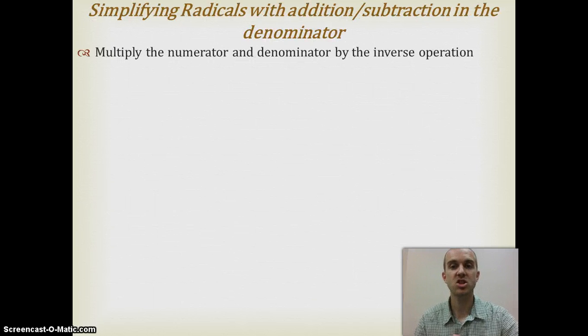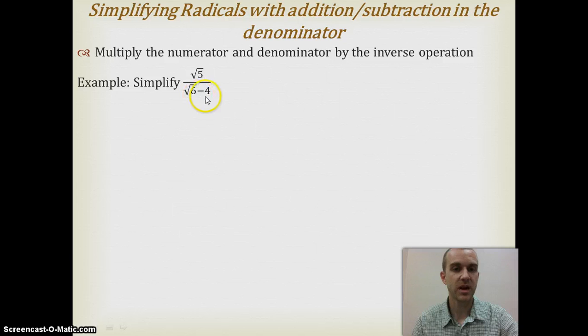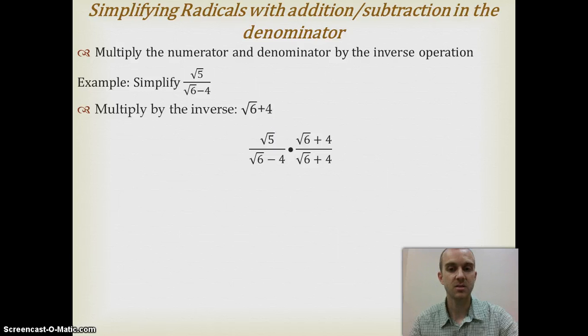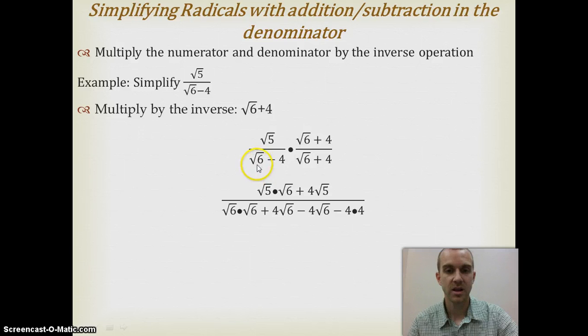Now, if I have addition or subtraction in my denominator, I'm going to multiply by the inverse operation of the denominator. So if I look at this example, I look at my denominator, I have the square root of 6 minus 4. The inverse operation would be the square root of 6 plus 4. And the reason I do that is because when I have to distribute, I end up canceling middle terms. So let's watch. When I multiply my numerator, I'm going to end up with the square root of 5 multiplied to both terms. And then down here, I'm going to multiply the square root of 6 to both terms and the negative 4 to both terms.